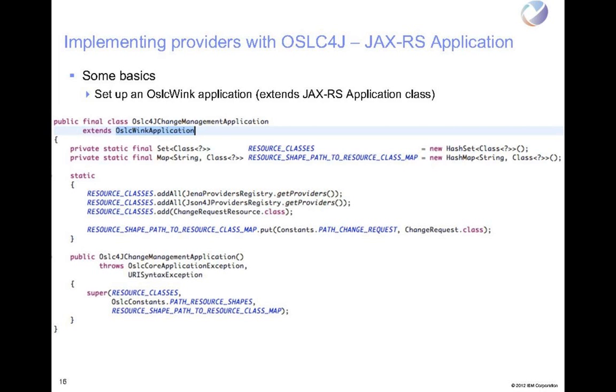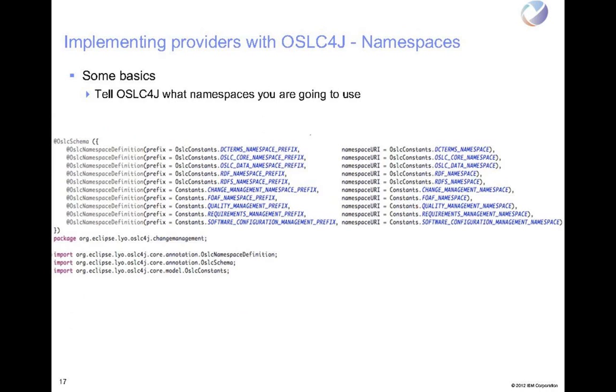The second thing you have to do is, I think folks are familiar with the use of namespaces. Folks that are familiar with OSLC are aware of the use of namespaces with it. When requests come in as RDF XML or RDF JSON, resources and attributes are often abbreviated with namespace prefixes. So you have to tell OSLC for J a little bit about what prefixes and namespaces your application is going to be aware of. This is just a quick thing to set those namespace definitions up.